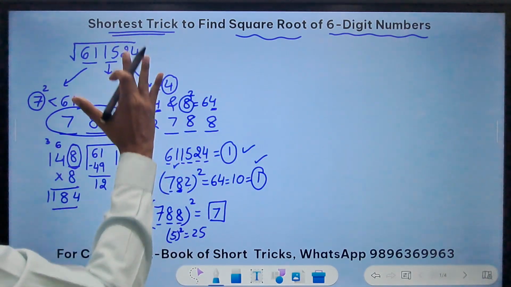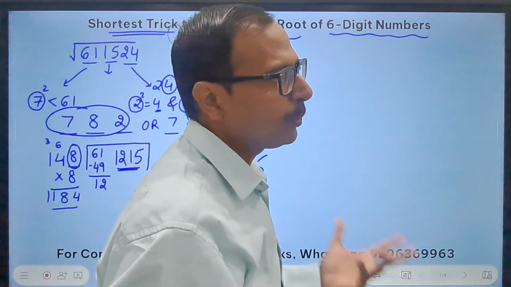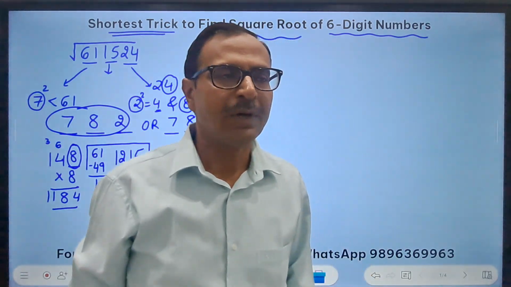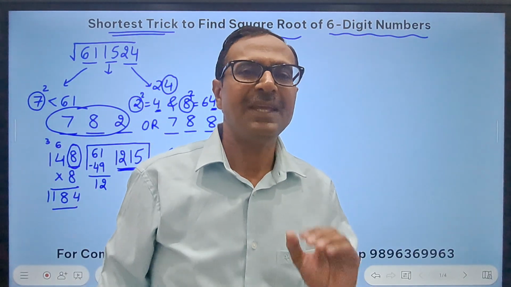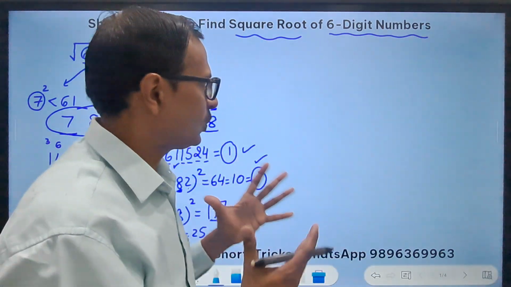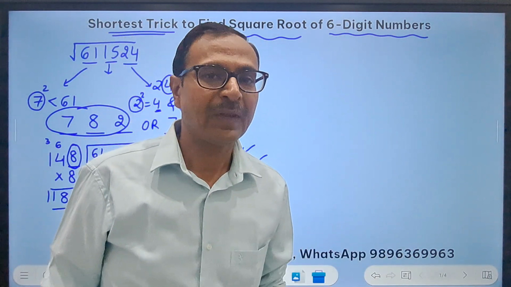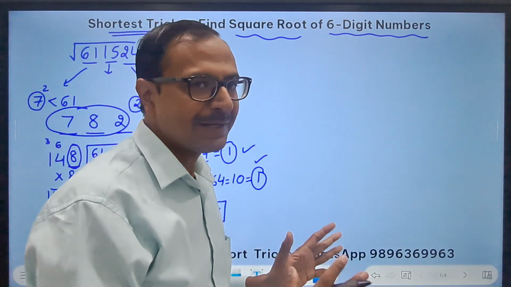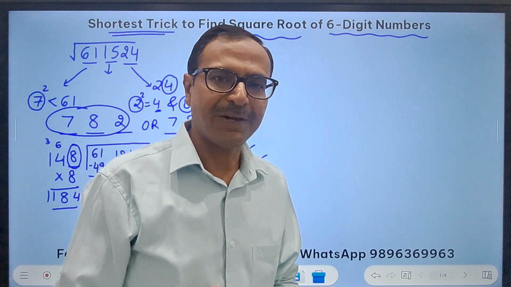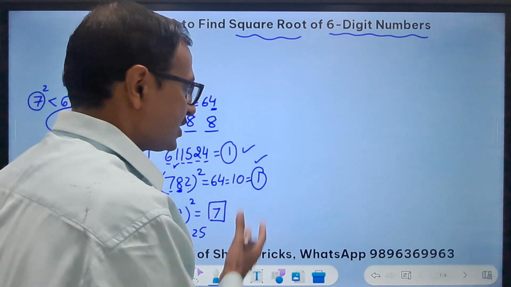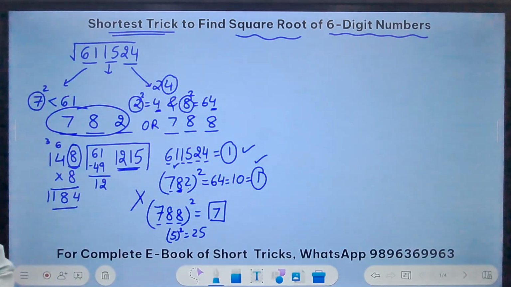Now it looks like a very big method, and so many of the students will argue it's better to do the complete long division method. But follow the questions which I am going to do now and try to compare the time and the number of errors you make in doing the long division and in doing it through this method. Let's see one more question.